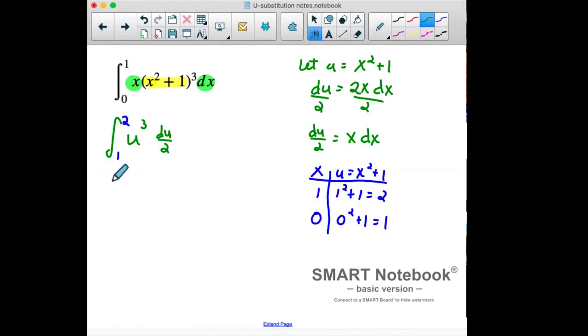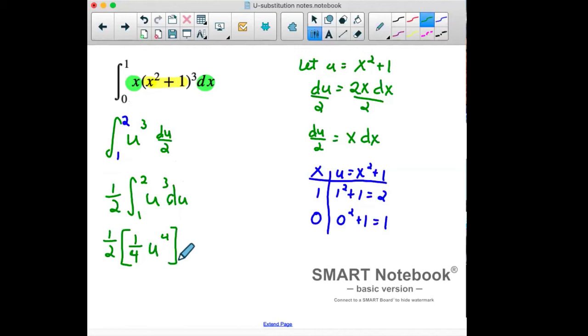So I'm ready to integrate, so I can factor out my constant. And I'm left with u cubed du. And I know the antiderivative of u cubed is 1/4 u to the 4th, evaluated from 1 to 2. Again, I'm going to clean this up and get my constants out. So that's 1/8 u to the 4th evaluated from 1 to 2. So that means I need to plug in 2 to the 4th, and then I need to plug in 1 to the 4th.